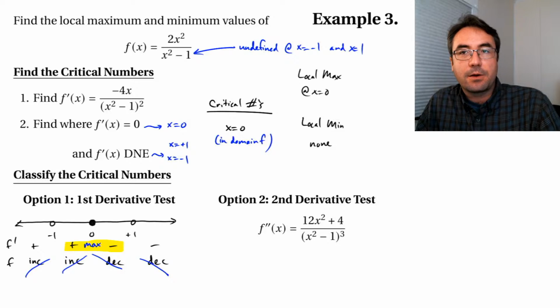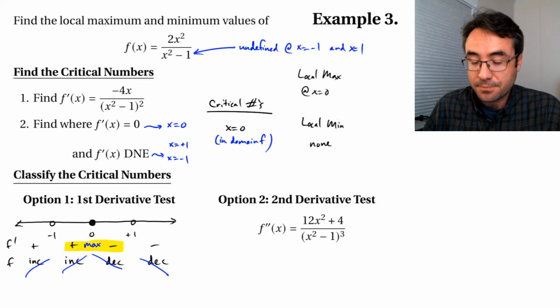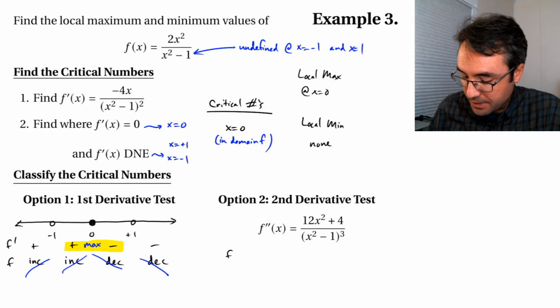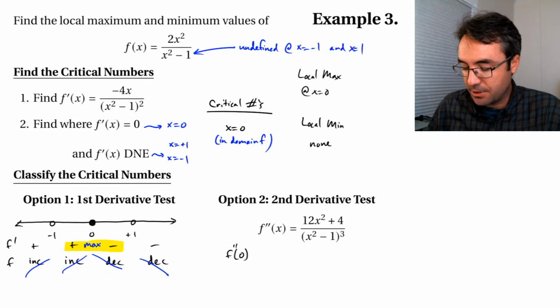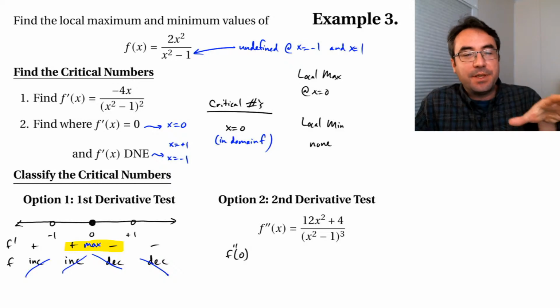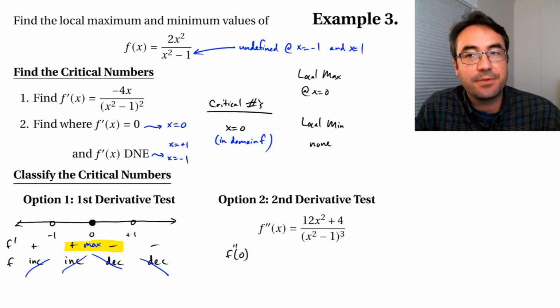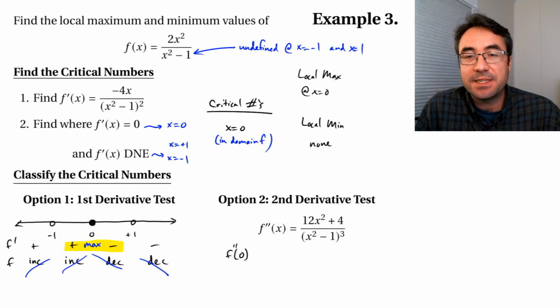Well, in our concave up, concave down work, we did calculate the second derivative. We only have one critical number to test, so let's plug 0 into that second derivative. Now, normally, you're not doing both of these necessarily. You only have to do one of these tests. It's up to you which one you want to use, first derivative test or second derivative test. Second derivative test is sometimes a little bit easier, but it can be inconclusive.